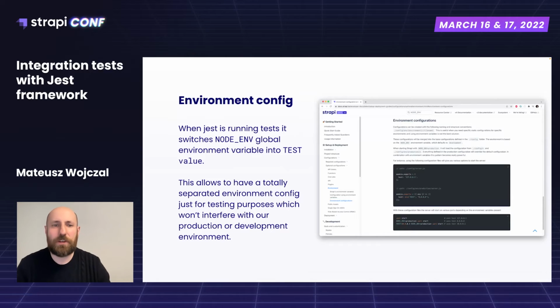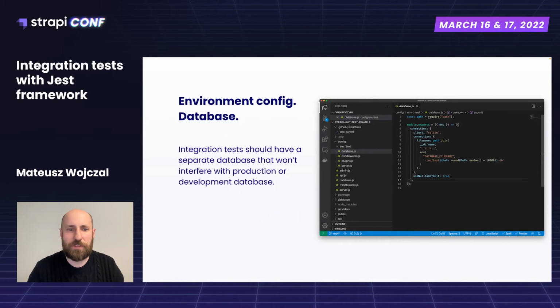The environment config. Strapi allows us to create environment config for the node global environment variable. When we run Strapi dev, this variable is set to development. On production, it's set to production, but Jest and most test runners set this value to test. This allows us to create a separate server config just for testing purposes.